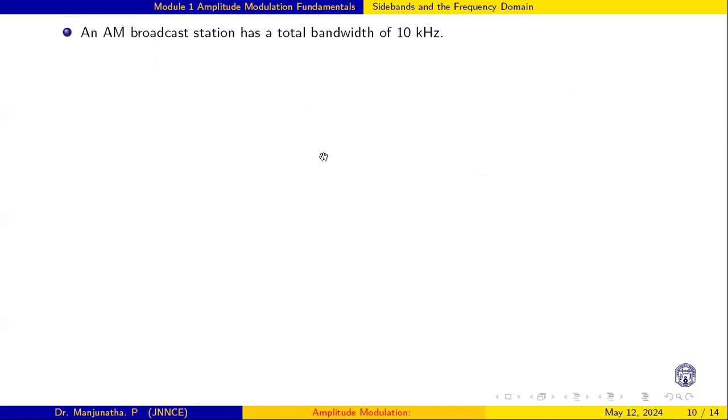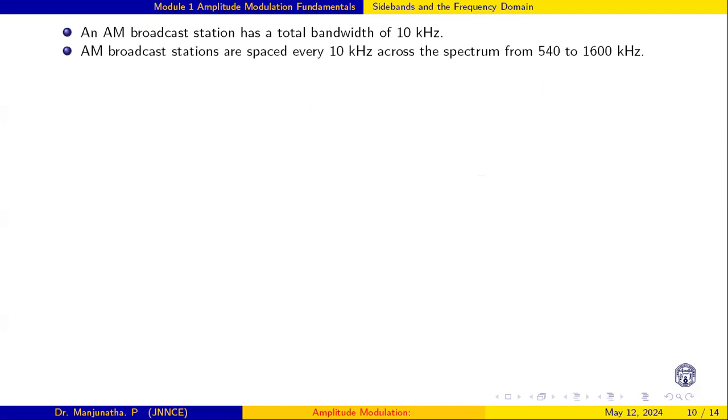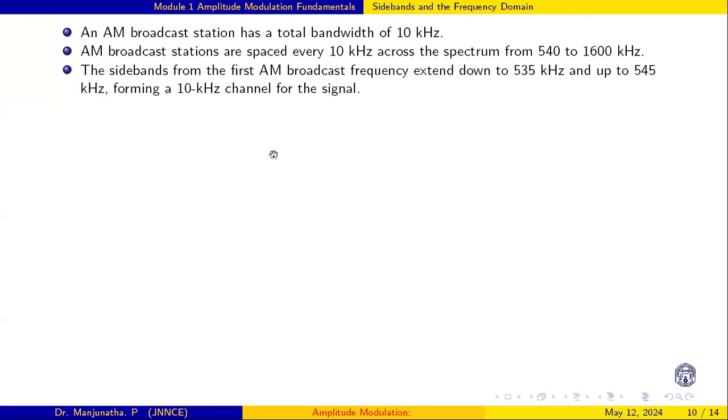Coming to the summary of AM and how broadcasting stations transmit: the standard broadcast station bandwidth is usually 10 kilohertz, and each station is separated by 10 kilohertz, within a spectrum of 540 to 1600 kilohertz. This is the spectrum allocated for AM, starting from 540 and ending at 1600. So usually each channel is allocated a bandwidth of 10 kilohertz.